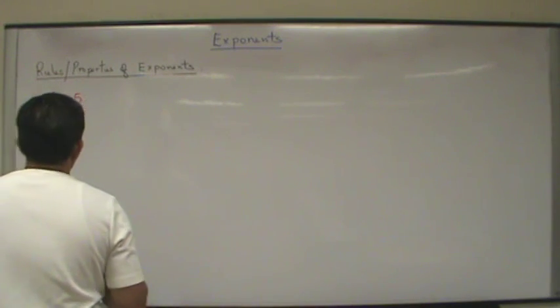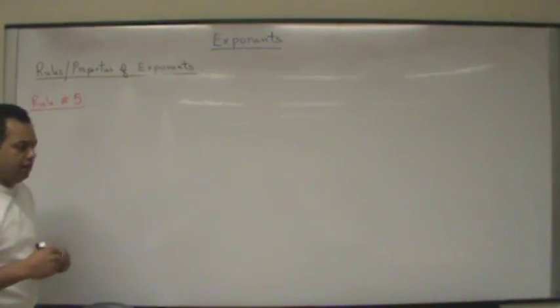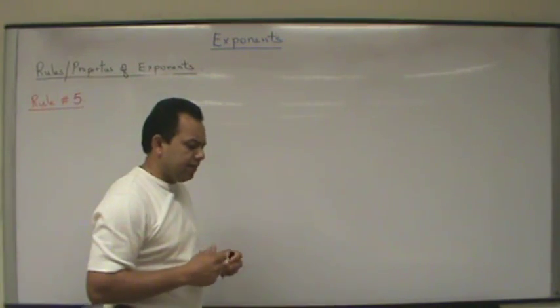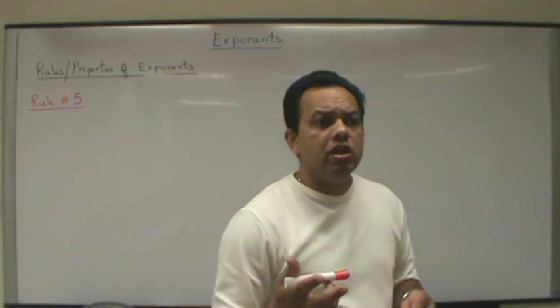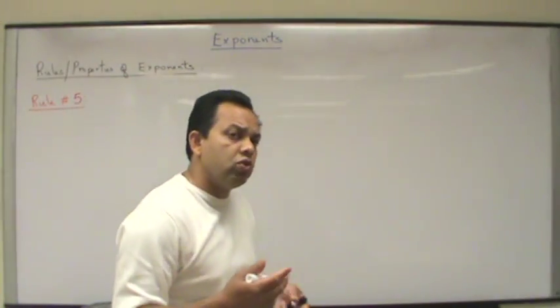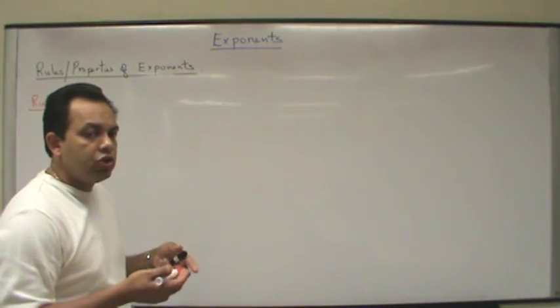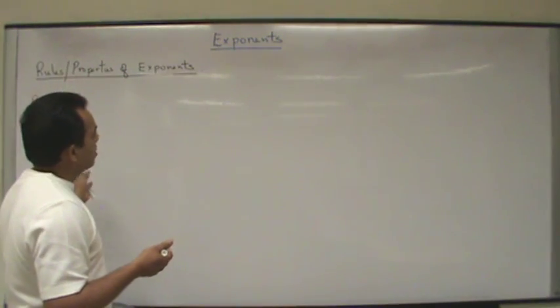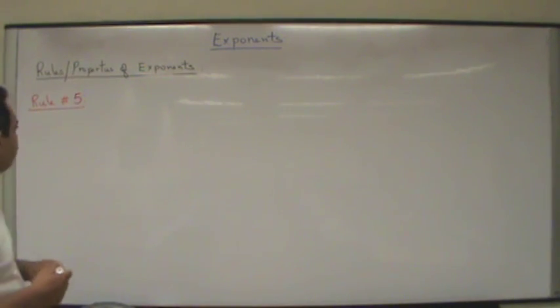Let's look at our fifth rule. Fifth rule, we will look at the negative exponents. And in 2 of my past examples, we've seen that we have left some answers with negative exponents. So I would strongly recommend after we finish rule number 5, you look at your notes and see if you can go back and fix those 2 problems that we have left.